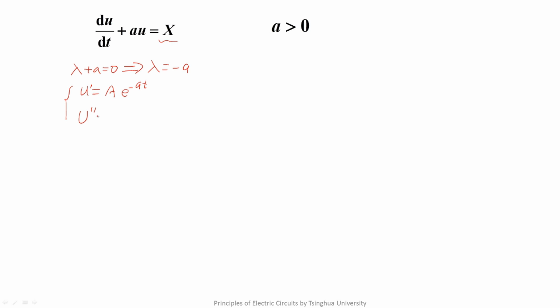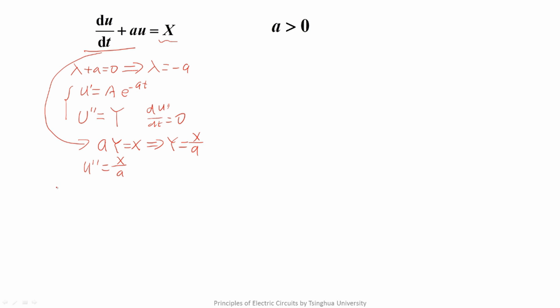For constant excitation, we suppose U double prime is the constant y, and dU double prime over dt equals 0. Then the differential equation is written as A times y equals x. So y equals x over A. Then we know U double prime equals x over A. The general solution is U equals x over A plus A multiplied by e to the power minus A times t. This is the content of the last lecture.